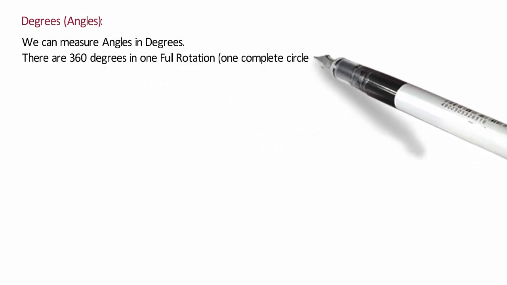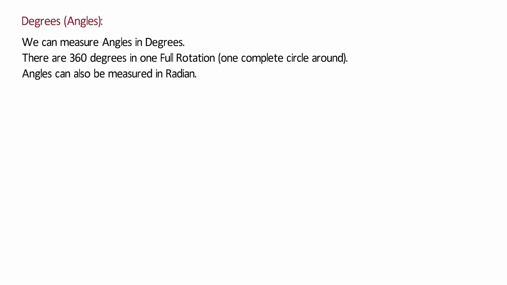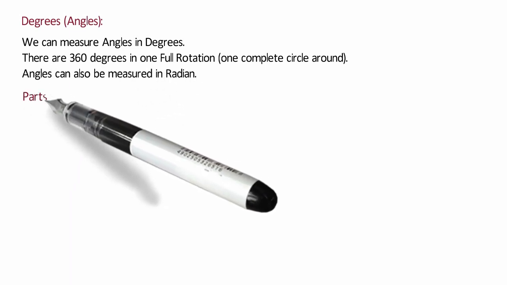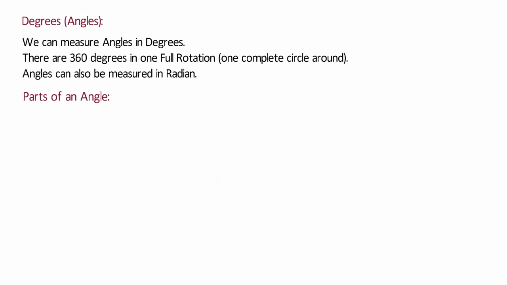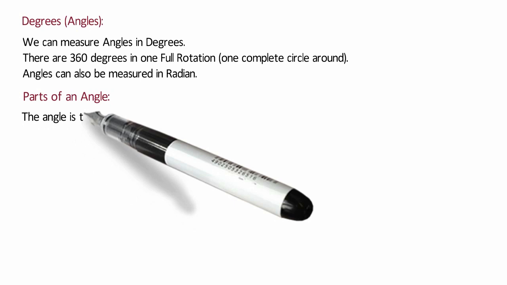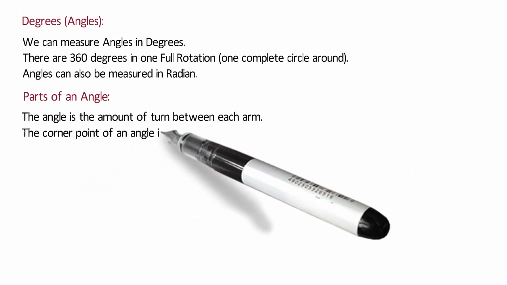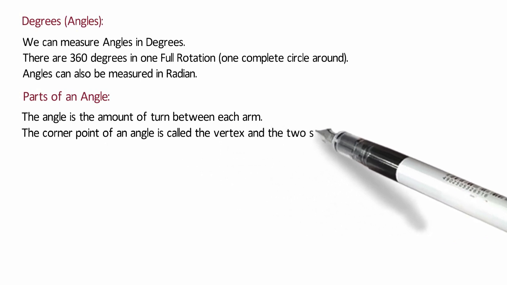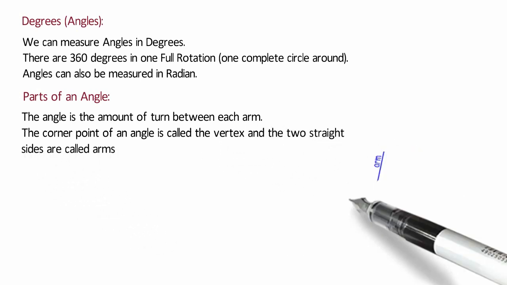There are 360 degrees in one full rotation, one complete circle around. Angles can also be measured in radian. Parts of an angle. The angle is the amount of turn between each arm. The corner point of an angle is called the vertex and the two straight sides are called arms.